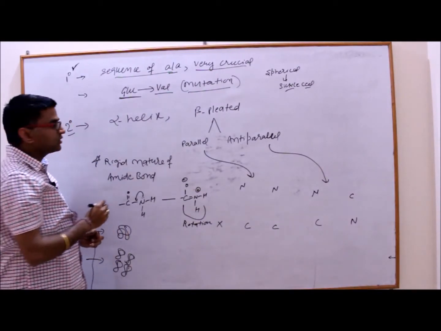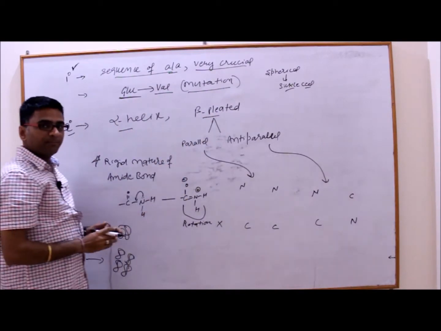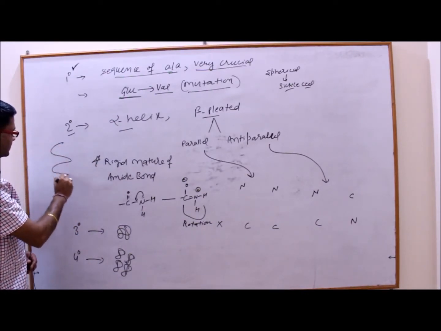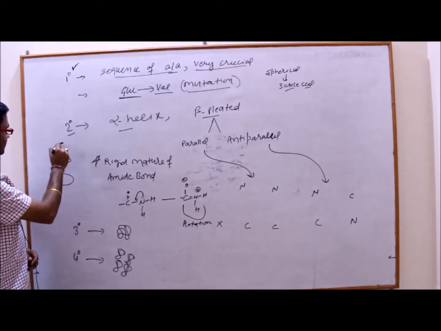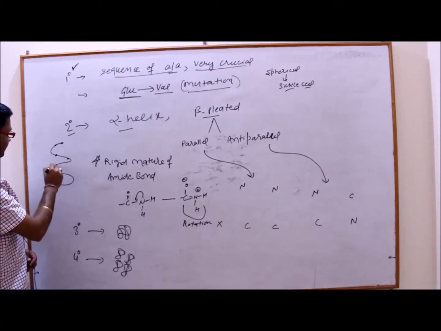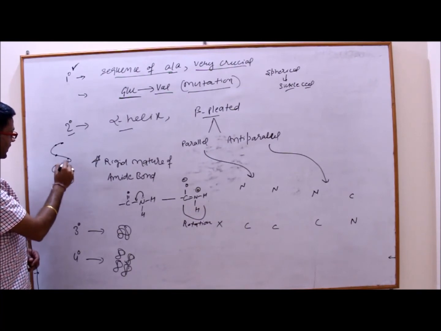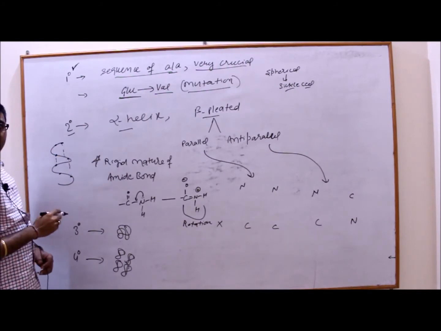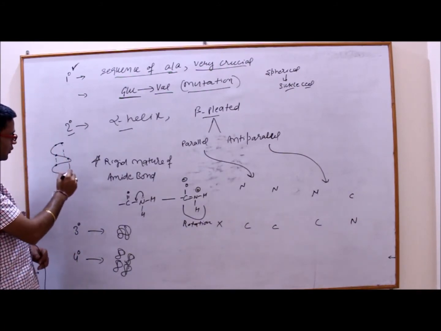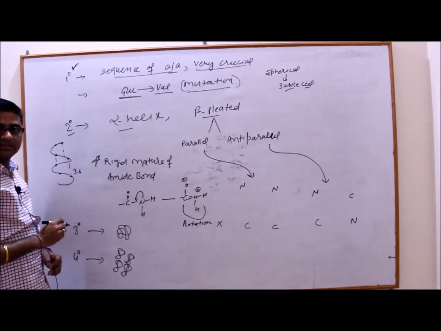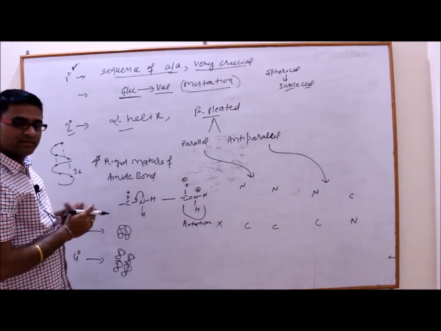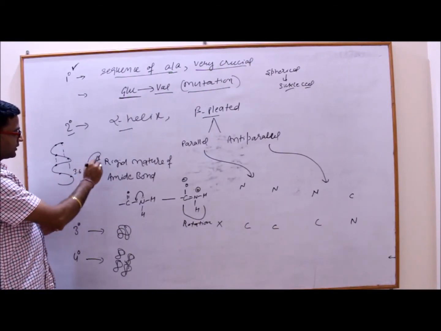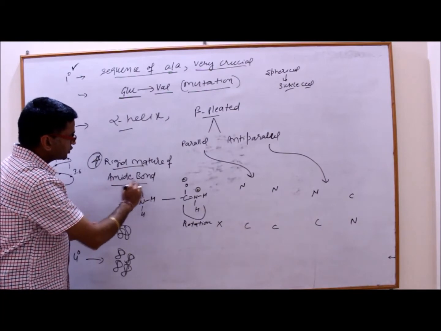Then we have the secondary structure, which is alpha helix and beta pleated sheet. In the alpha helix we have a helix formation like this, and then there are some amino acids, and in these amino acids there is hydrogen bonding. It has been observed that after every 3.6 amino acids a hydrogen bond exists. And in the secondary structure it is very important to note the rigid nature of the amide bond.